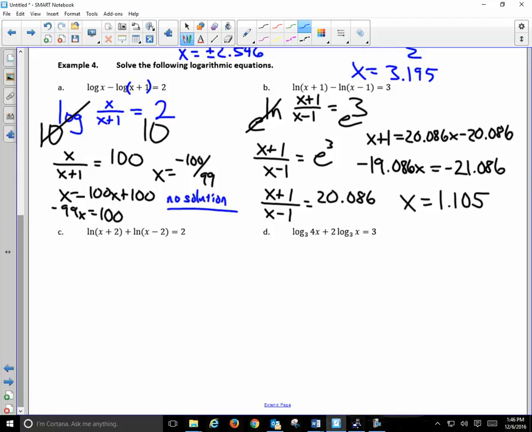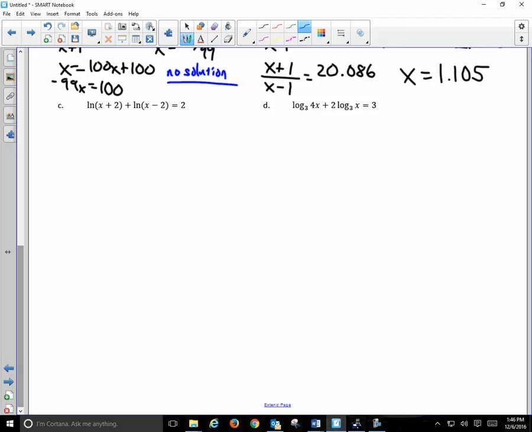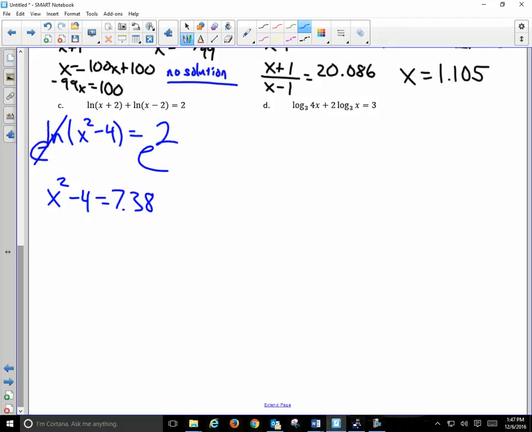What would you do different for C? I have the natural log of x squared minus 4, it is factored, so we're going to write it as x squared minus 4 is equal to e squared, a base of e. x squared minus 4 is equal to, so give me a decimal, 7.389. So x squared is equal to 11.389. Square root of 11.389 is 3.3.